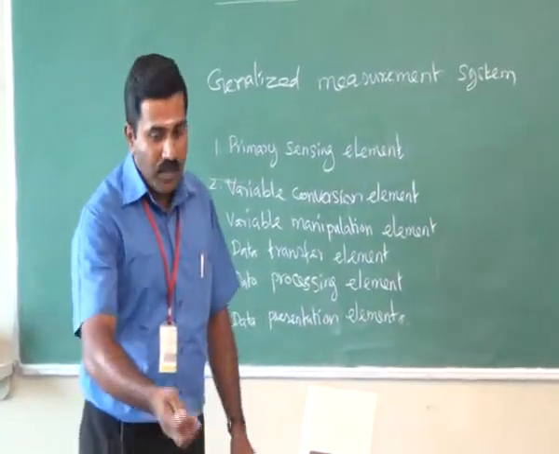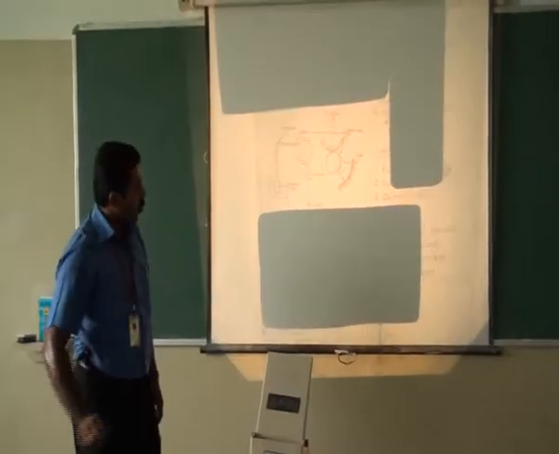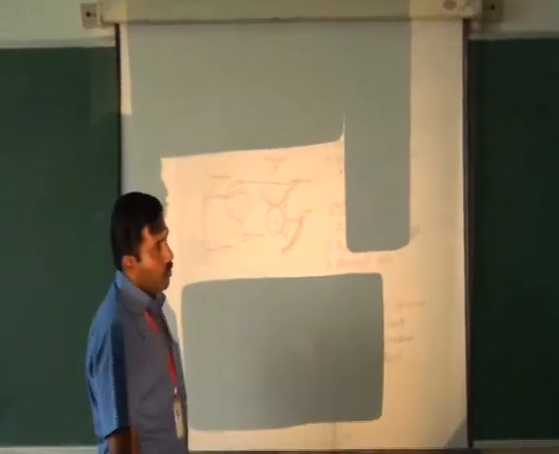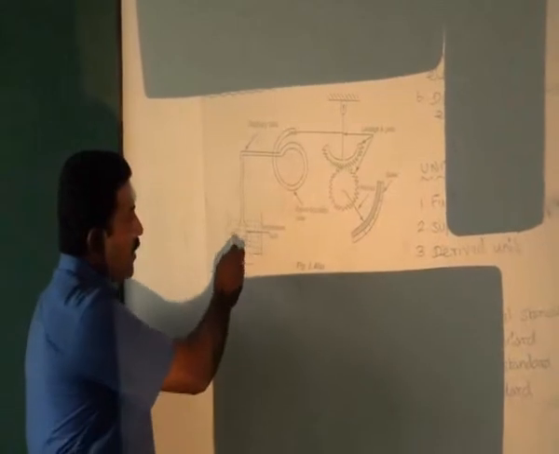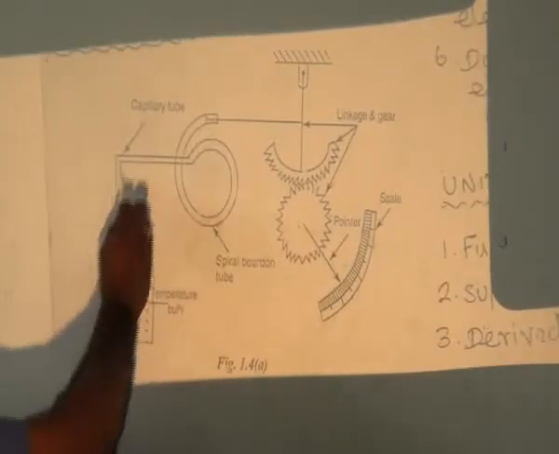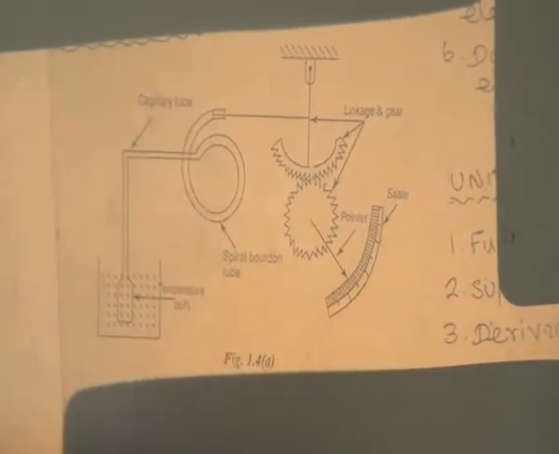So see one example: the Bourdon tube temperature measurement instrument. This given one is Bourdon tube temperature measurement. Here we are going to measure the temperature. So the basic elements of the instrument are in here.